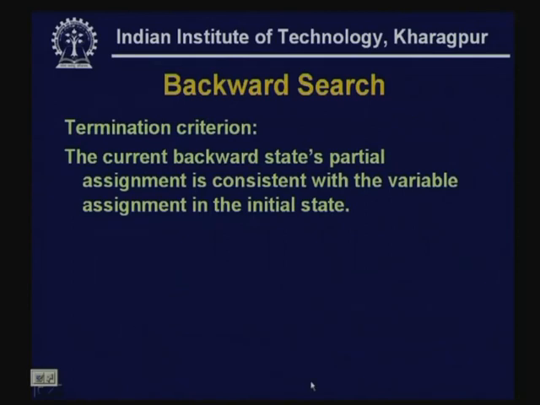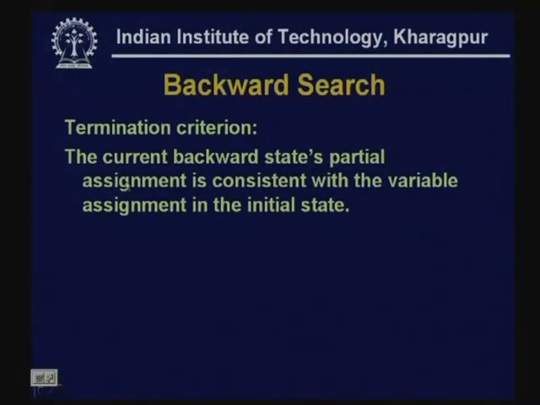Finally, in backward search, when do we terminate? In forward search, we terminate when the agent gets to the goal. In backward search, we terminate when the current backward state's partial assignment is consistent with the variable assignment in the initial state. So, in the initial state we have a full description of the set of propositions. If the current backward state is consistent with the initial state description, then one can terminate.